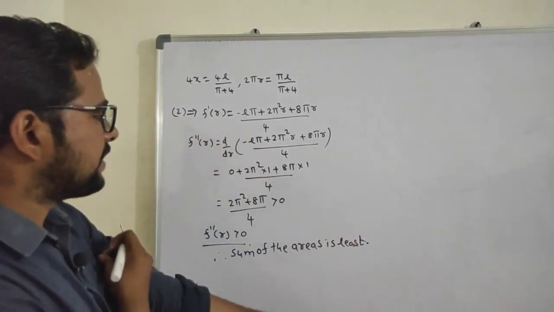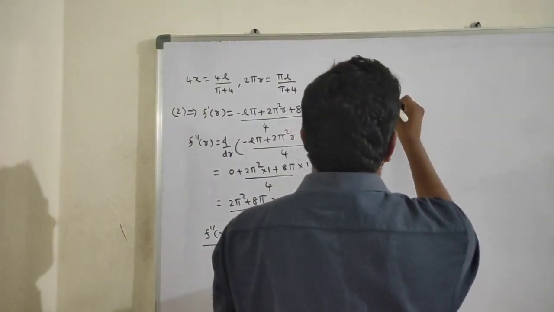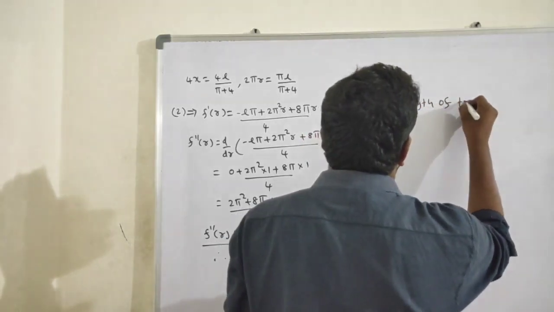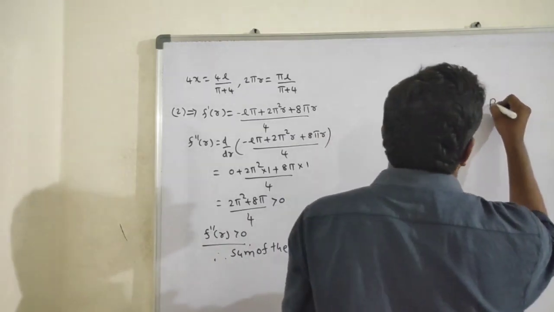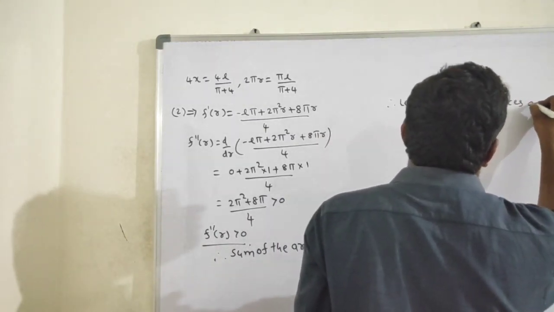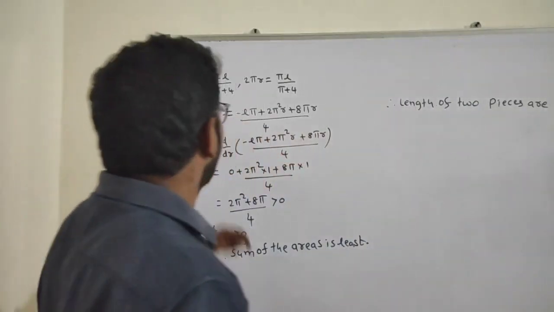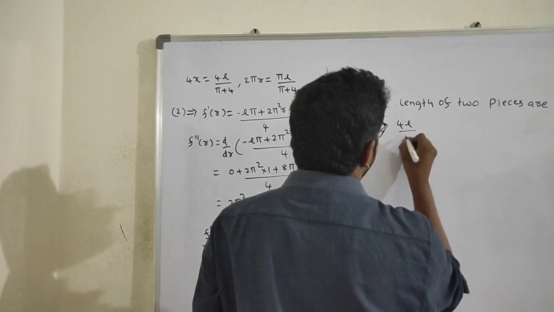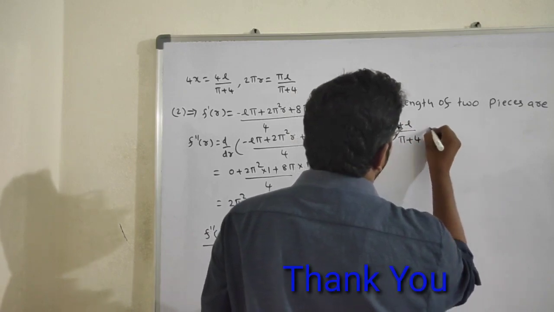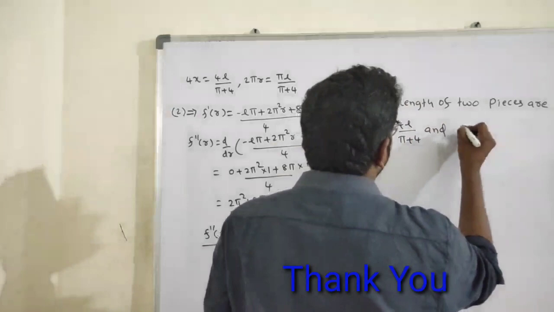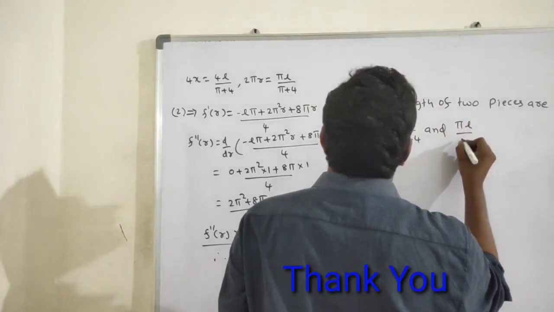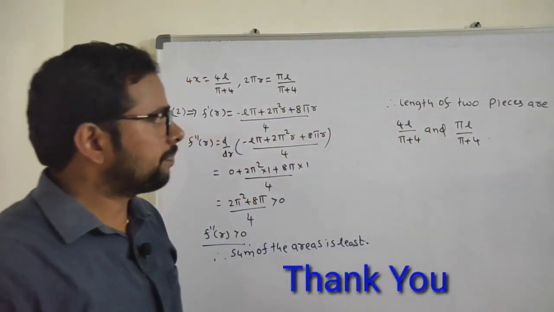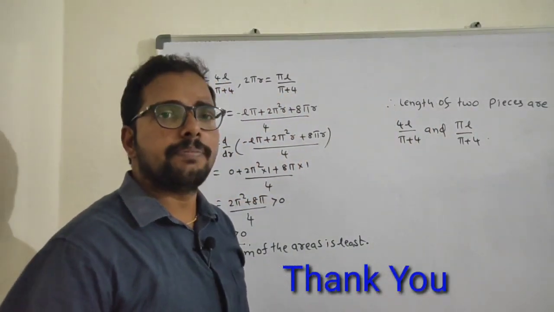What are the lengths of the two pieces? Therefore, the lengths of the two pieces are 4L by pi plus 4 and pi L by pi plus 4 units.